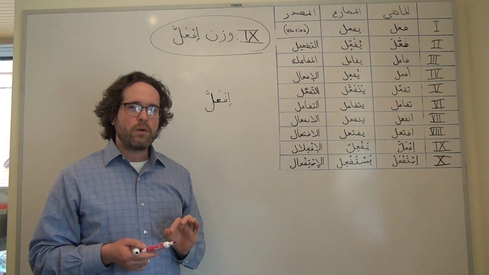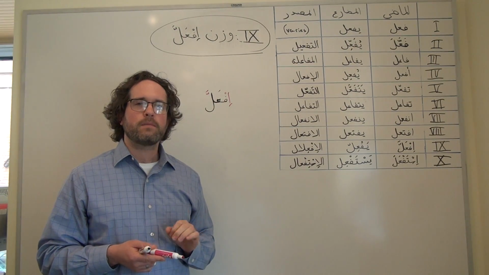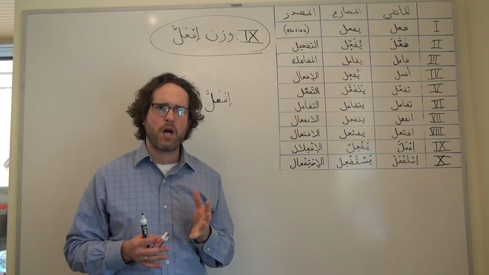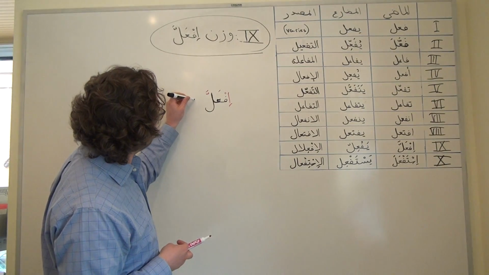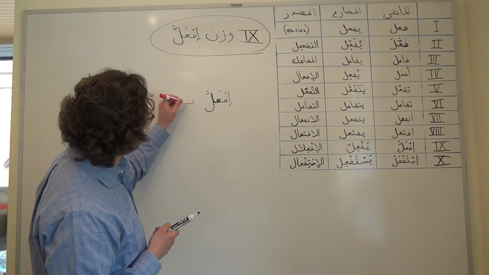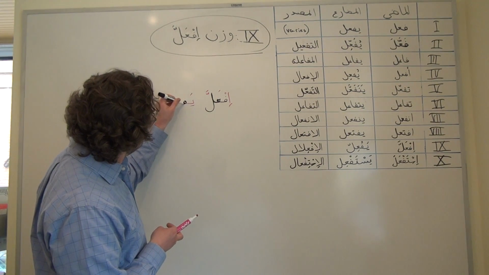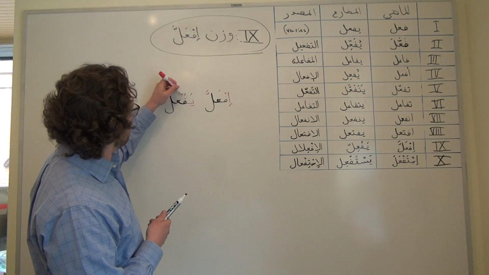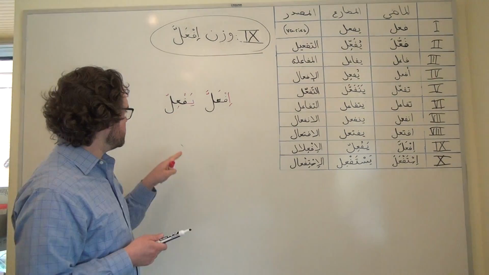Form 9 is the only derived verb form that adds a shadda to the final root letter, so that's an easy way to pick it out of the crowd of other verbs if there are multiple options that you might be considering. In the present tense, we add vowels like so. Yaf'ill, with a kasra here.